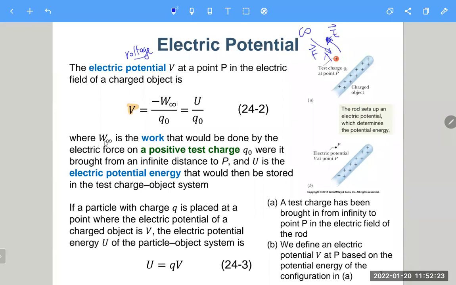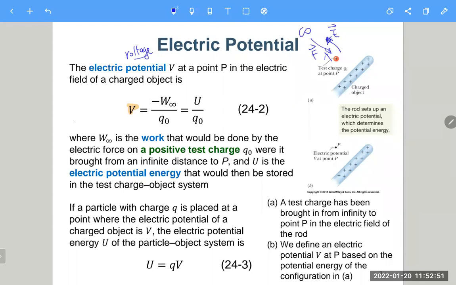So W infinity is the work that would be done by the electric force on a positive test charge, where it is brought from an infinite distance to P. And U is the electric potential energy that would then be stored in the test charge and charged object system.